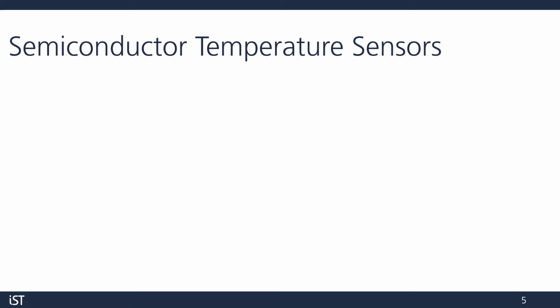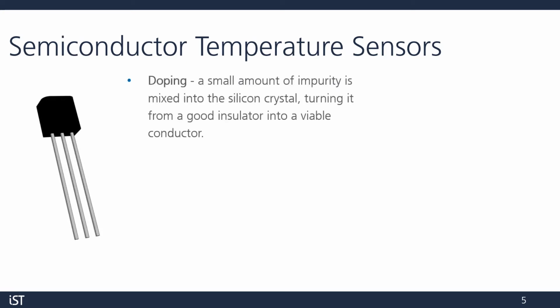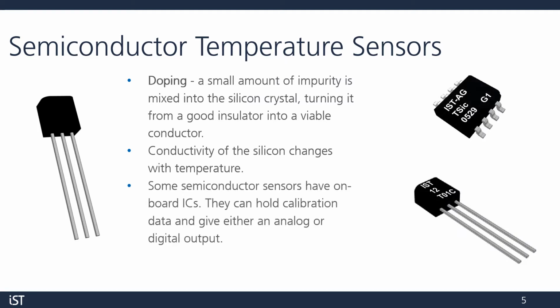Next, we have semiconductor temperature sensors. They are usually created using silicon that has been doped. A small amount of impurity is mixed into the silicon crystal, shifting it from a good insulator to a viable but not great conductor, hence the name semiconductor. This conductivity changes with changing temperature. Some semiconductor temperature sensors, like the TSIC family from IST, have built-in integrated circuits, enabling them to be pre-calibrated and to deliver either an analog or a digital output.